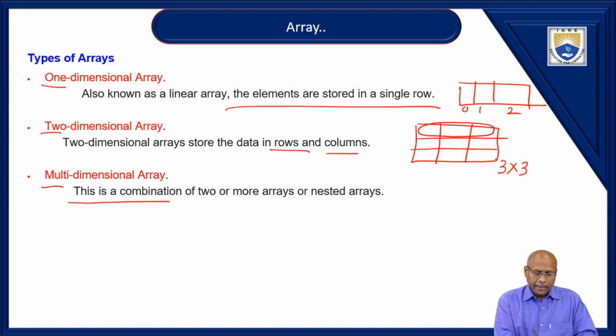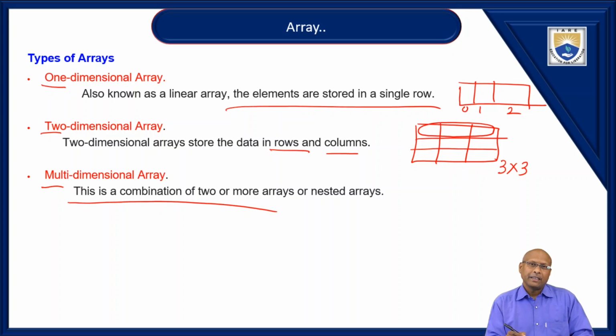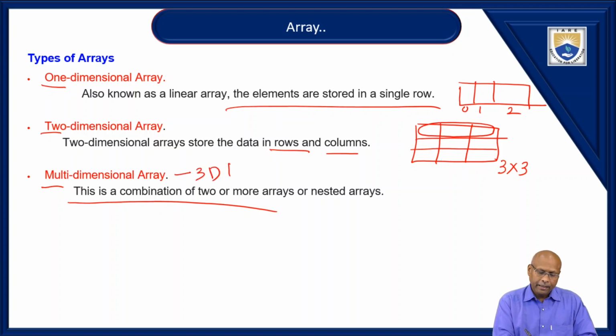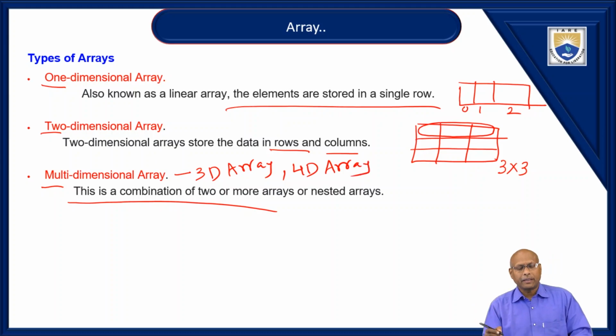Next, multi-dimensional array. This is a combination of 2 or more arrays in a nested array. So if you combine multiple 2 dimension, that becomes 3 dimension. If you combine multiple 3 dimension, that becomes 4 dimension. So like this, you can have a multi-dimensional array. When I say multi-dimensional array, it is nothing but either a 3D array, a 3-dimensional array, or a 4D array, that means a 4-dimensional array, any dimension, n dimension.